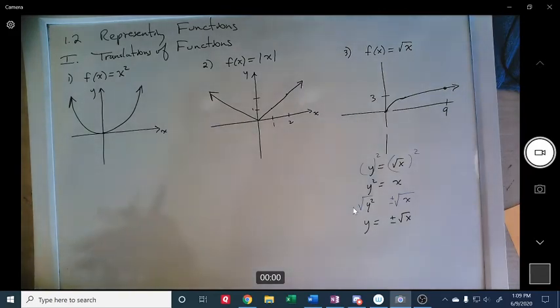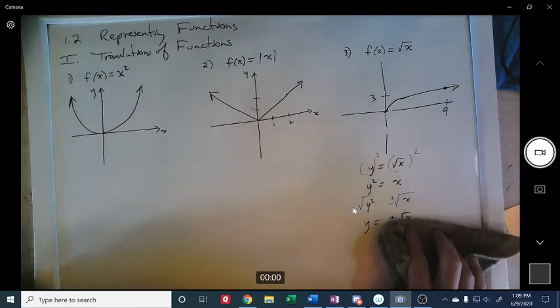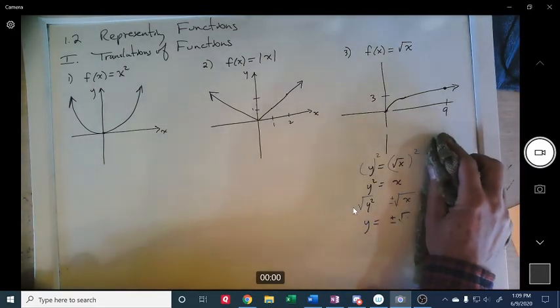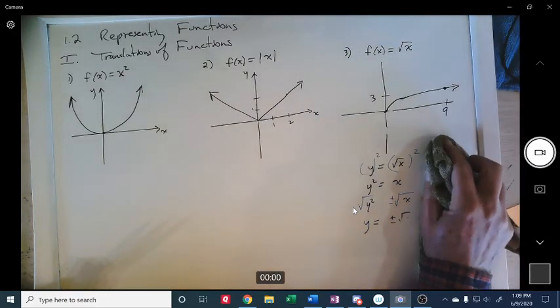All right. Now, these are the three basic shapes, and we're going to wind up doing a few things with them. I'm going to erase this over here.